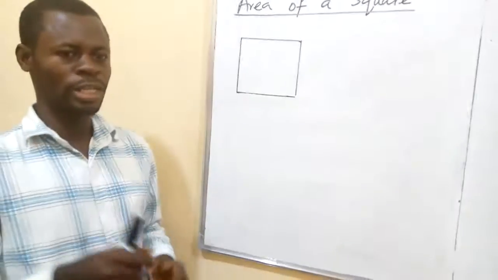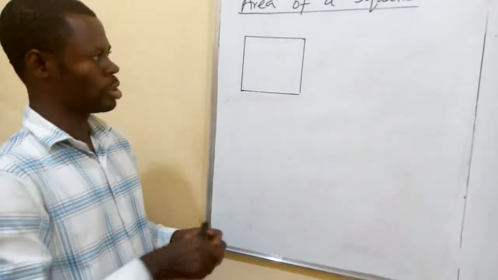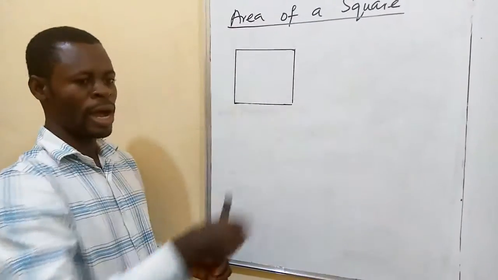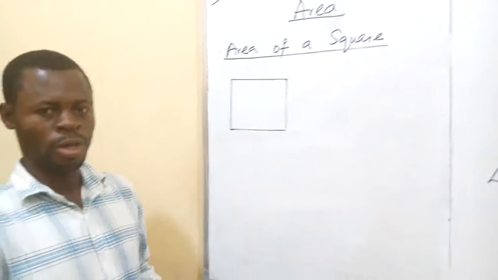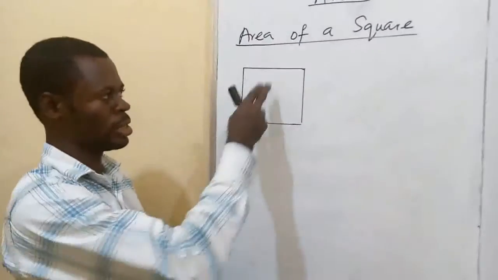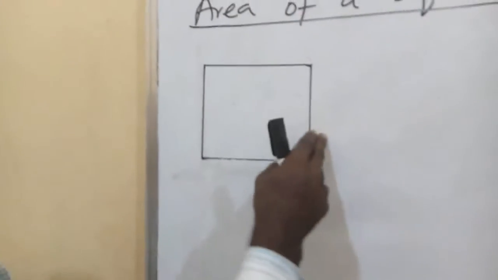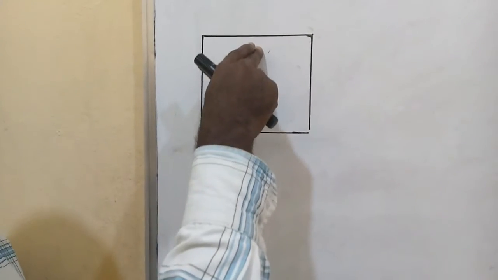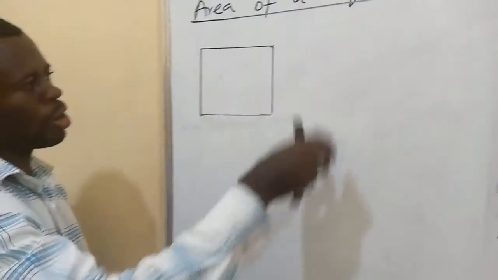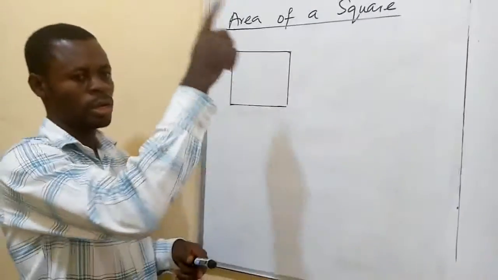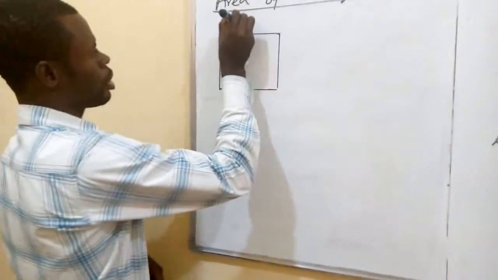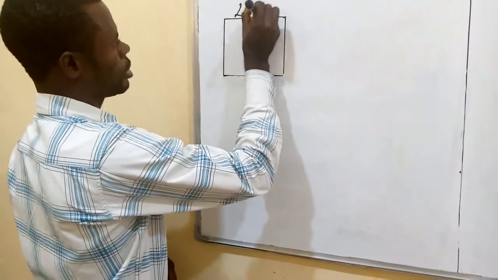Alright, we said a square is a four-sided two-dimensional shape. And one thing I want you to note about a square is that all the sides are equal. All the sides are what? Equal in length. This side is equal in length with this, and with this. So if one side, let's say, has been given to be 5 centimeters, that means the other sides will be what? 5 centimeters each.